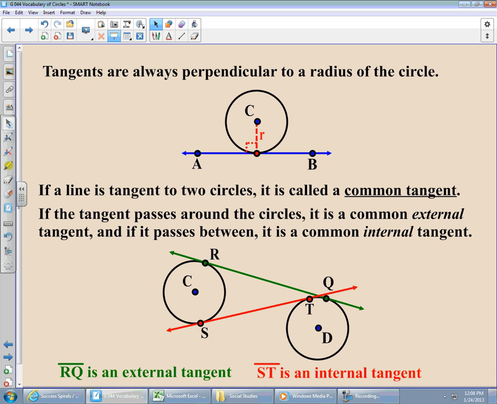Okay, and here are some examples of the differences between common external tangents and common internal tangents. We've got two circles, circle D and circle C. The green tangent on your screen, line RQ, is a common external tangent because it does not get into the space directly between circle C and circle D. The red one, line SQ, is what we call an internal tangent because there is a space between circle C and circle D, and it passes between them.